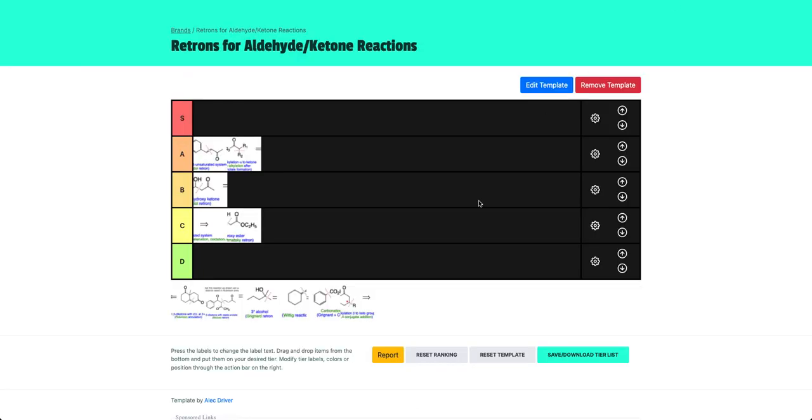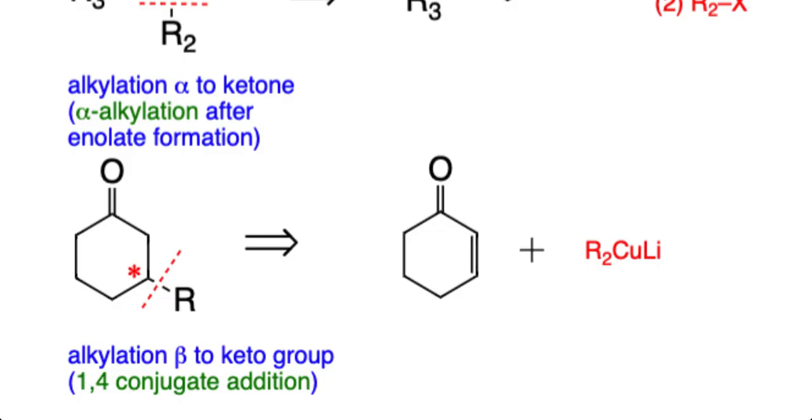If we go to the next reaction, that ends up being over here. Yes, an alkylation of the beta location to a keto group. Another really easy, simple reaction. I love using cuprous compounds. They're very easy to remember because it always adds once and to the beta position.